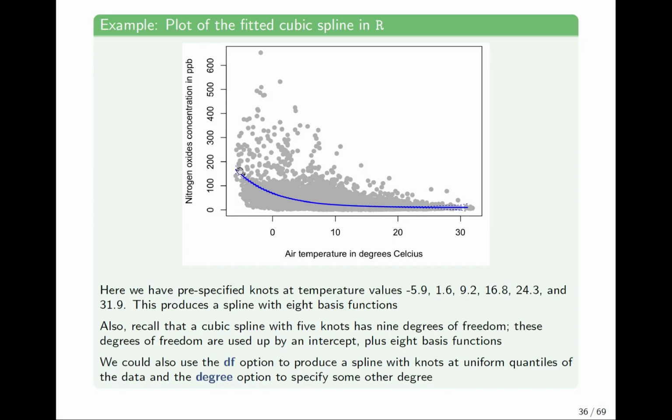And you can see here that the dotted lines again are the confidence intervals. The thick smooth line is the fit, and we can see that we've got a nice smooth fit from this 3rd degree cubic spline. We've got a nice fit through the data that looks nice and smooth. Now if we wanted to change things, we can use the df option to produce a spline with knots at uniform quantiles of the data, and we can use the degree option to specify some degree other than cubic, and we can look at how they compare. So we can reduce the degree, we can increase the degree, and see what happens, and that's definitely something worth doing.